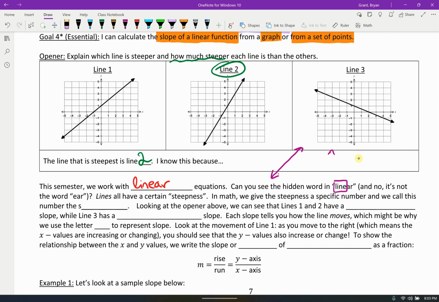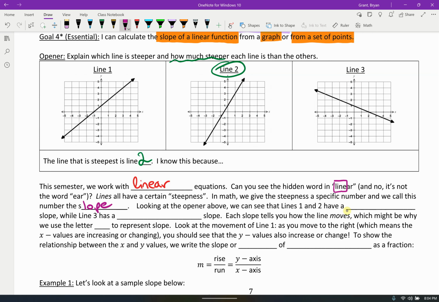Now, every line has a specific steepness, and we're going to go ahead and give that steepness a specific number. And of course, we're going to call this number the slope. The bigger the number, the steeper the line. So maybe this line has a slope of like 10, and this line only has a slope of 8. That would let us compare the numbers and say, oh, the actual number for the slope of line 2 is bigger than the number of line 1. Now, that also doesn't quite answer how we compare lines 1 and 2 to line 3. So we're going to go a little bit further.